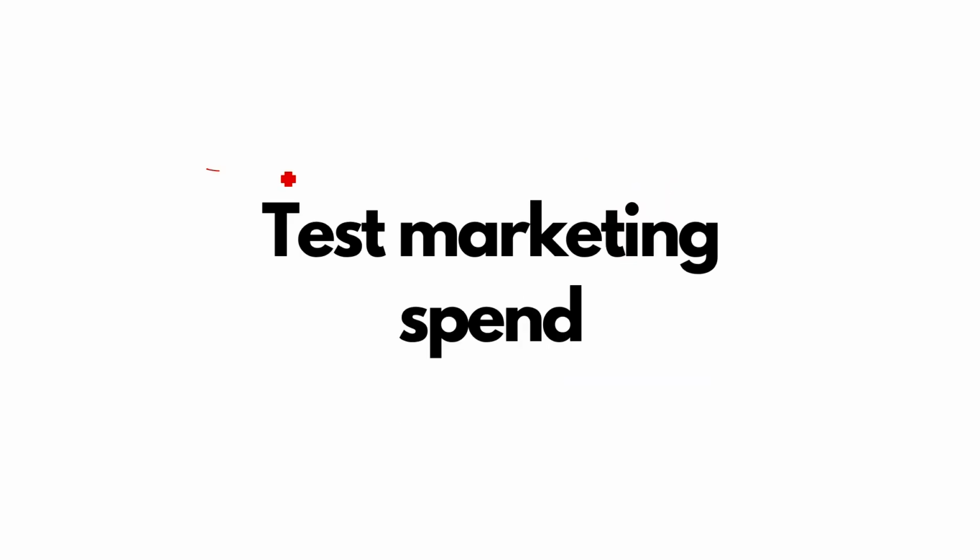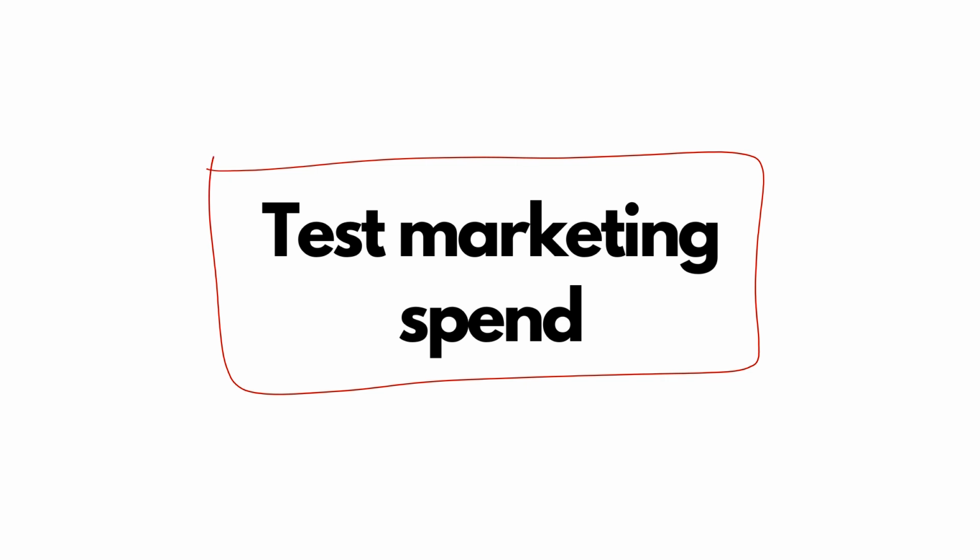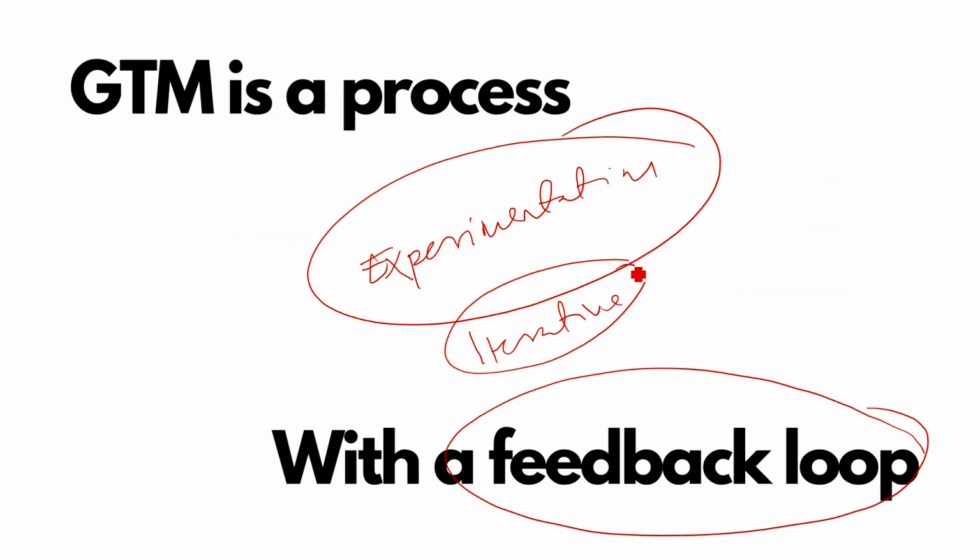Test marketing spend is possibly the best of all ideas, but the success and failure of this test marketing spend is a function of when that test marketing is done. Go-to-market strategy is a process. You try things and they fail, and you try something else again, which suggests that you need time to run those experiments and iterations. But you also need capital and budget for that.